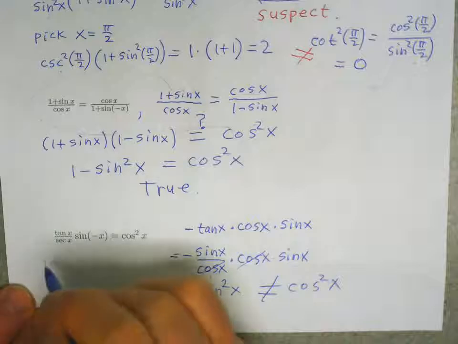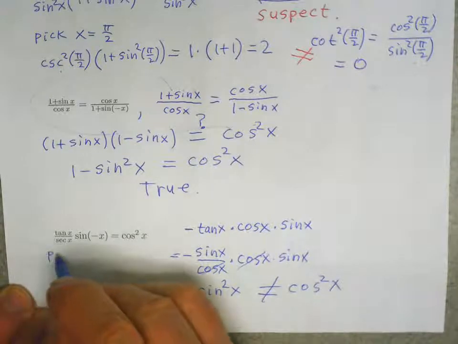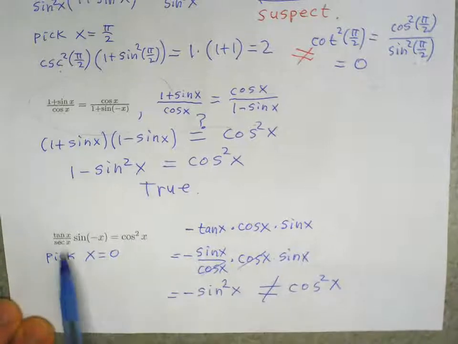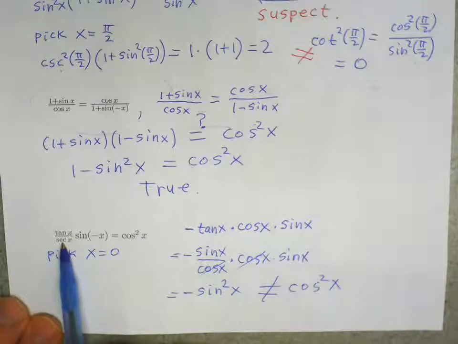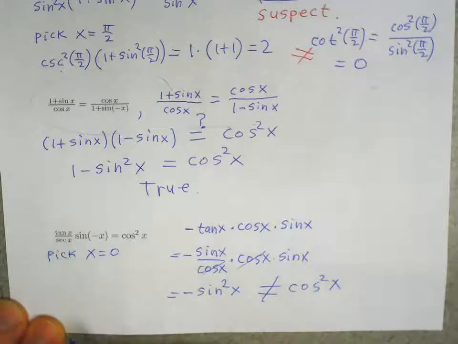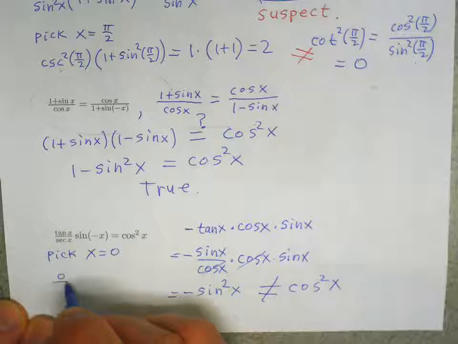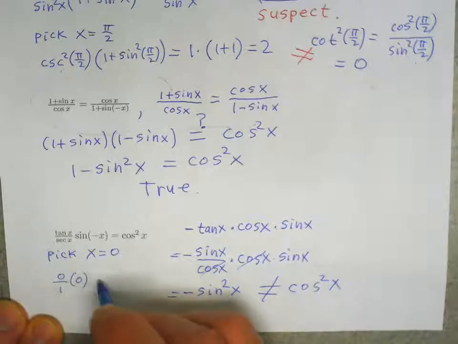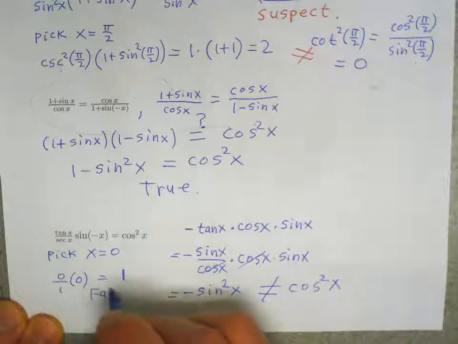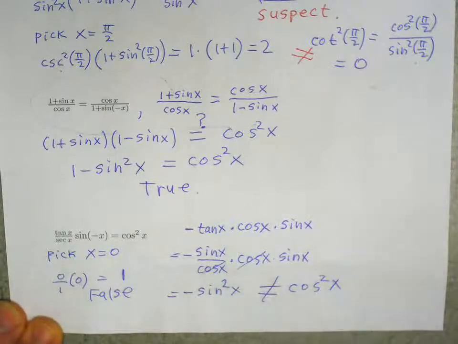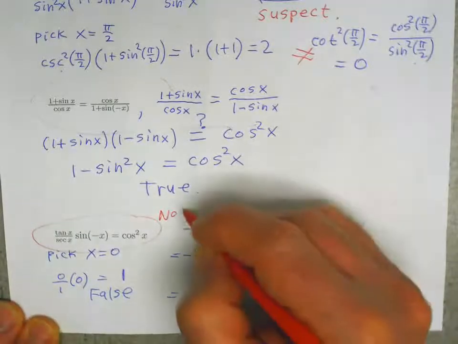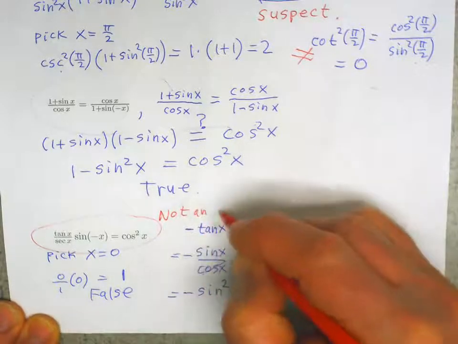You could pick x to be 0. Secant of 0 is 1, so we're not dividing by 0. Tangent of 0 is 0, so 0 divided by 1 times 0. Cosine of 0 is 1, so this is not an identity.